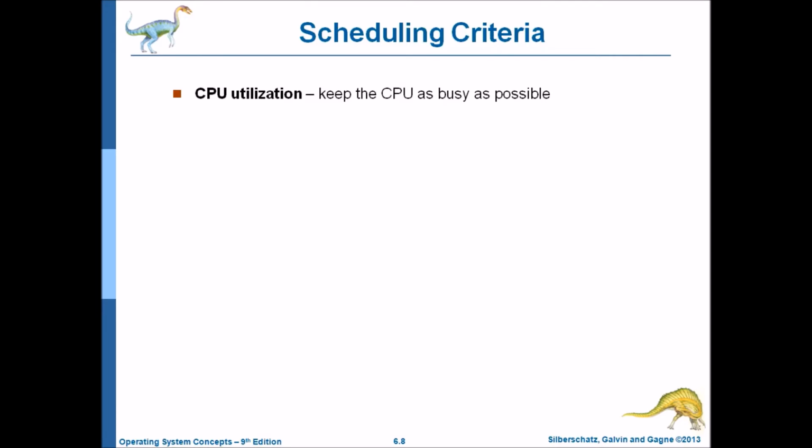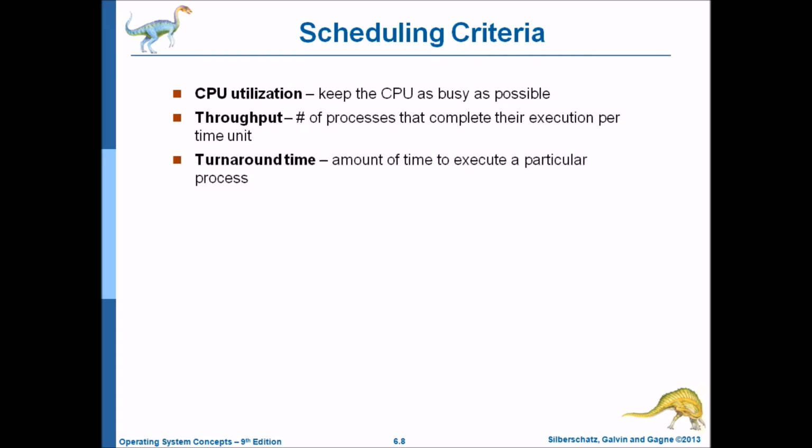Next criteria would be the throughput, where the system should be able to completely execute as many processes as it can per unit of time. So the total amount of work done in a unit of time. And then we have the turnaround time. This is the amount of time to execute a particular process. Turnaround time doesn't necessarily mean the execution time of a program. It may entail additional time from context switching or dispatcher latency and the waiting time.